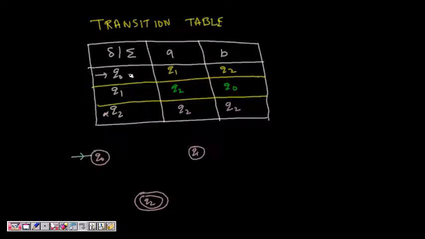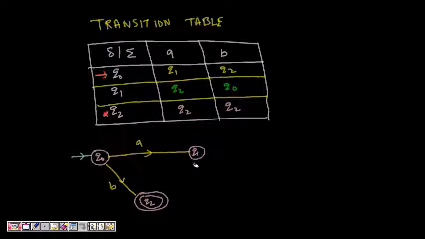Each state should tell us specifically that, on seeing this symbol, where do we go? When we are in state Q0, this arrow tells us this is the start state. A star tells us it's the final state. So when you are in Q0 and we see A, then we go to Q1, and on seeing B you go to Q2.